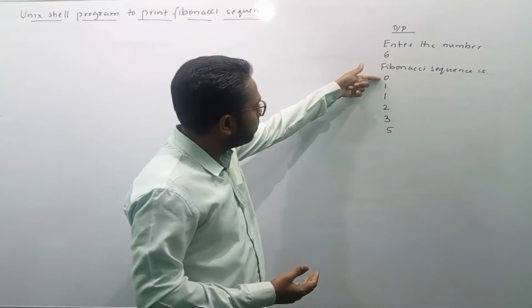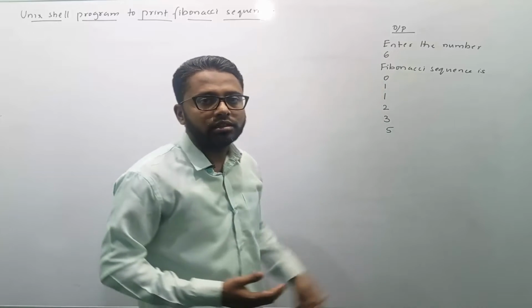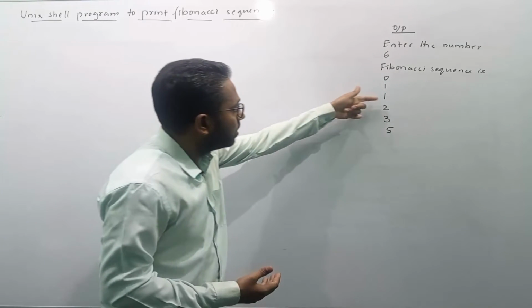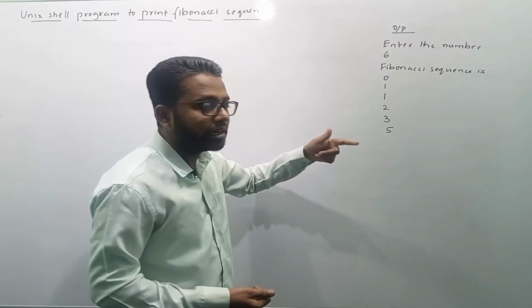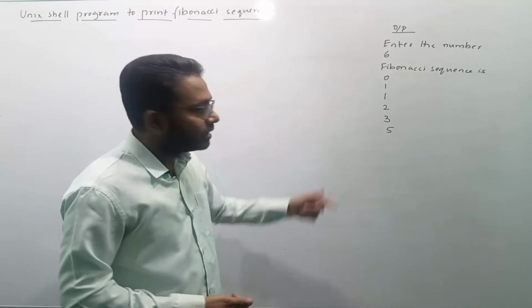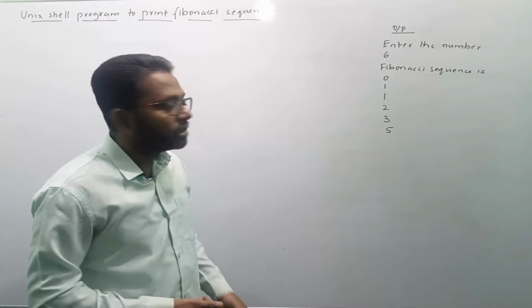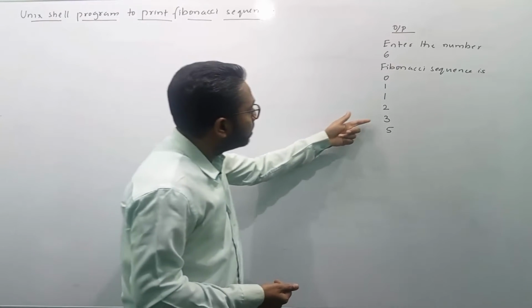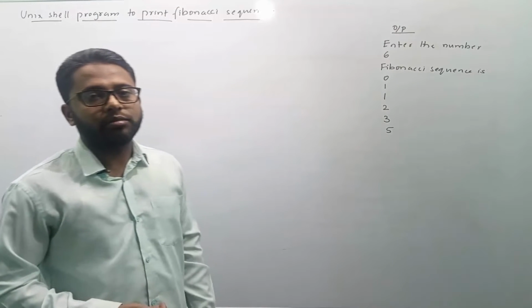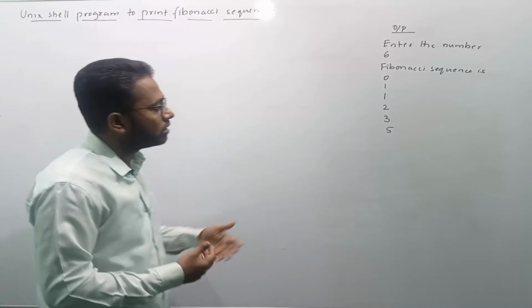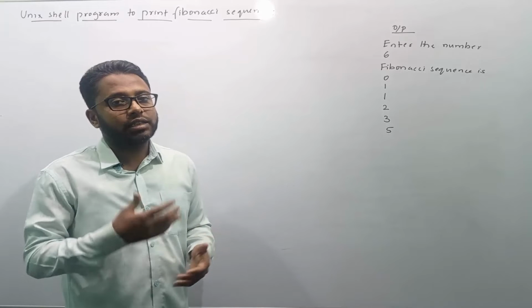Initially the first value gets added with the second value and you will get the third value. 0 plus 1, you will get 1. Next time the second number gets added with the third number and you will get the fourth number, which is 2. Then the third number gets added with the fourth number and you will get the fifth number, and finally the fourth number gets added with the fifth number and you will get the last number. In this manner each and every number of a Fibonacci sequence gets generated.